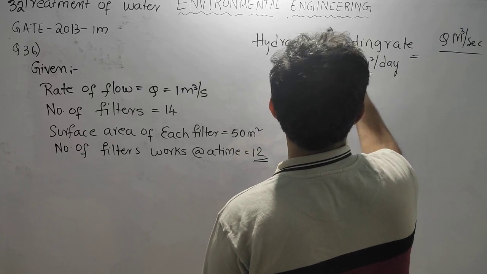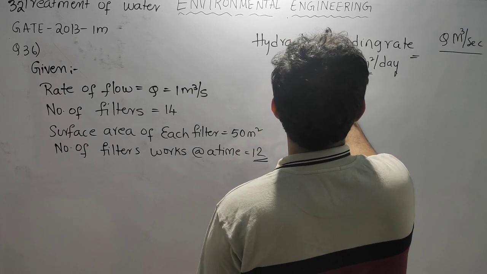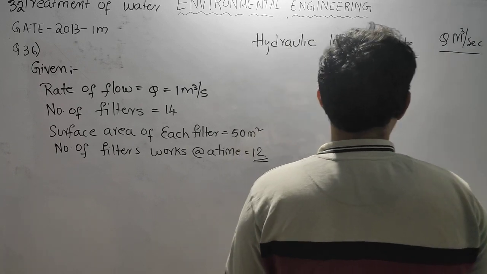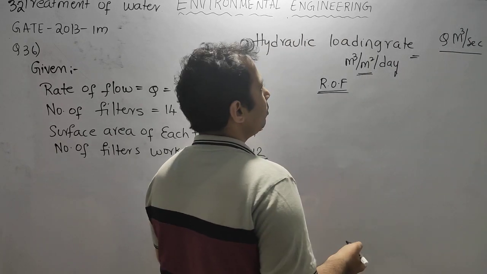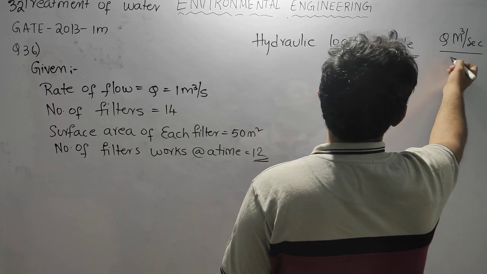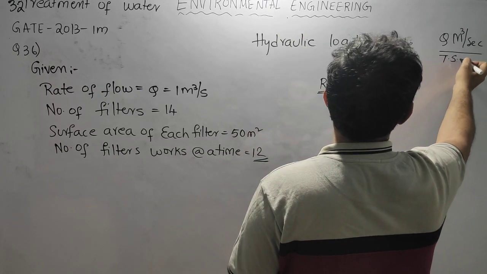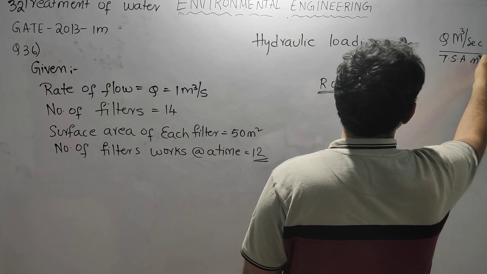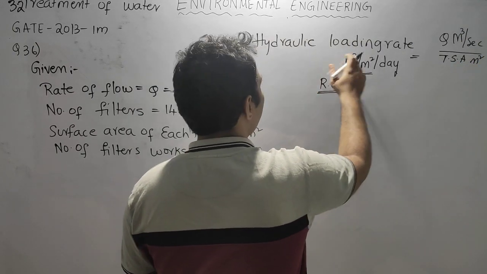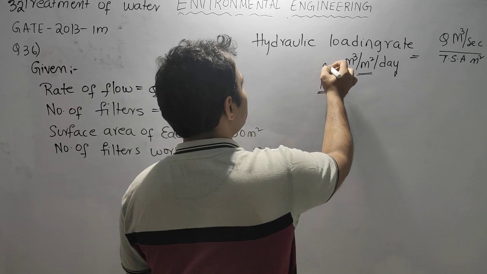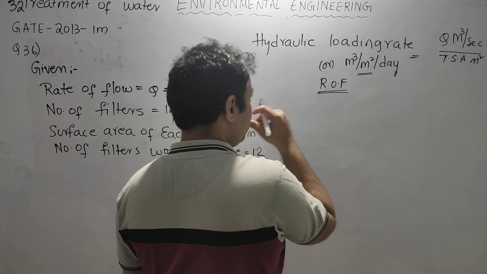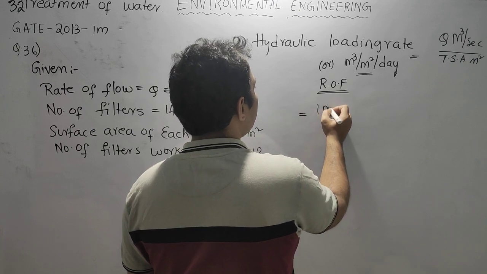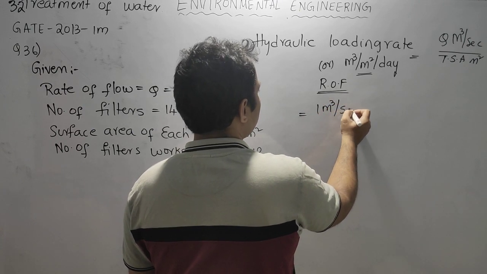He is asking hydraulic loading rate, which is nothing but rate of filtration. Okay, he is asking rate of filtration. So rate of filtration is nothing but rate of flow by total surface area, in meter square. So this is nothing but hydraulic loading rate or rate of filtration. Now what is the Q value here? 1 meter cube per second.